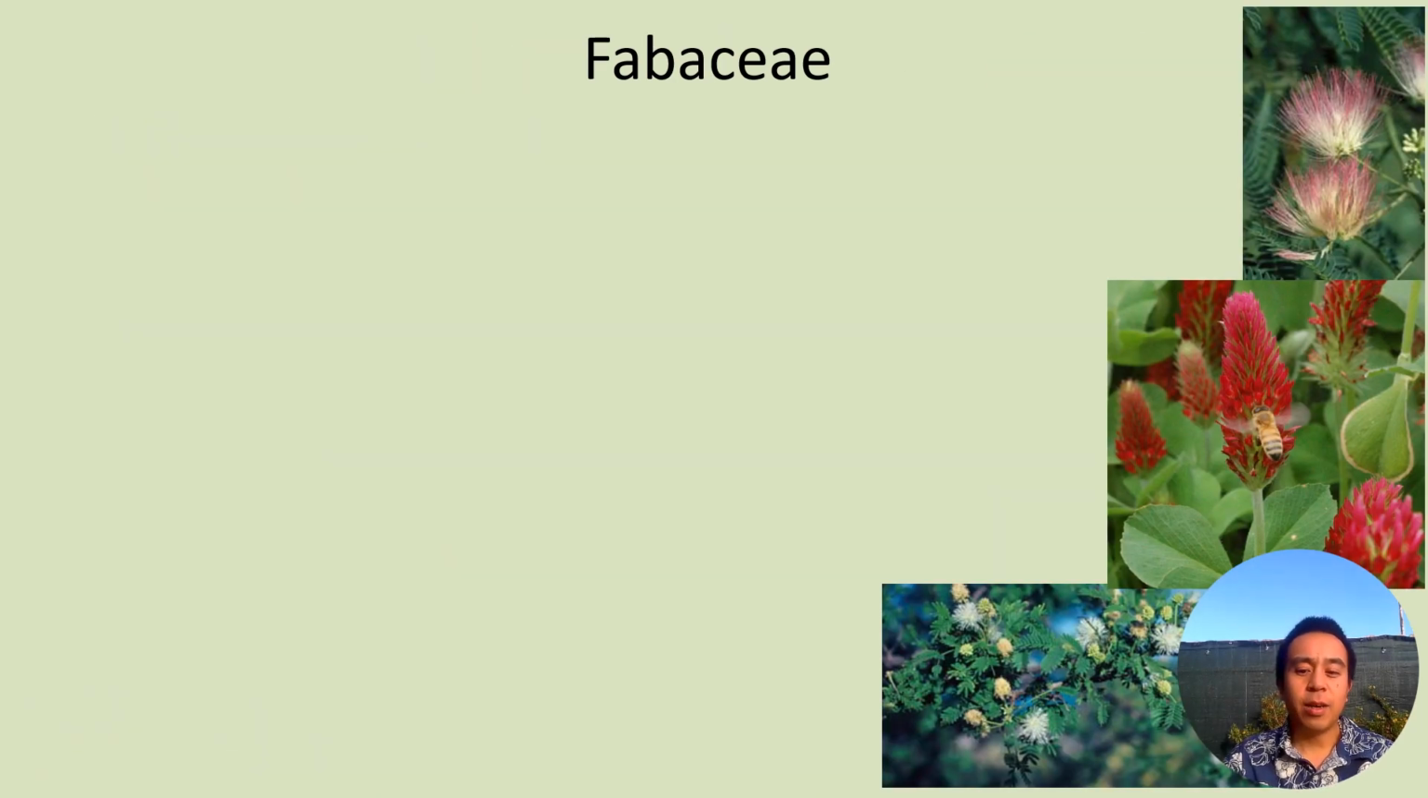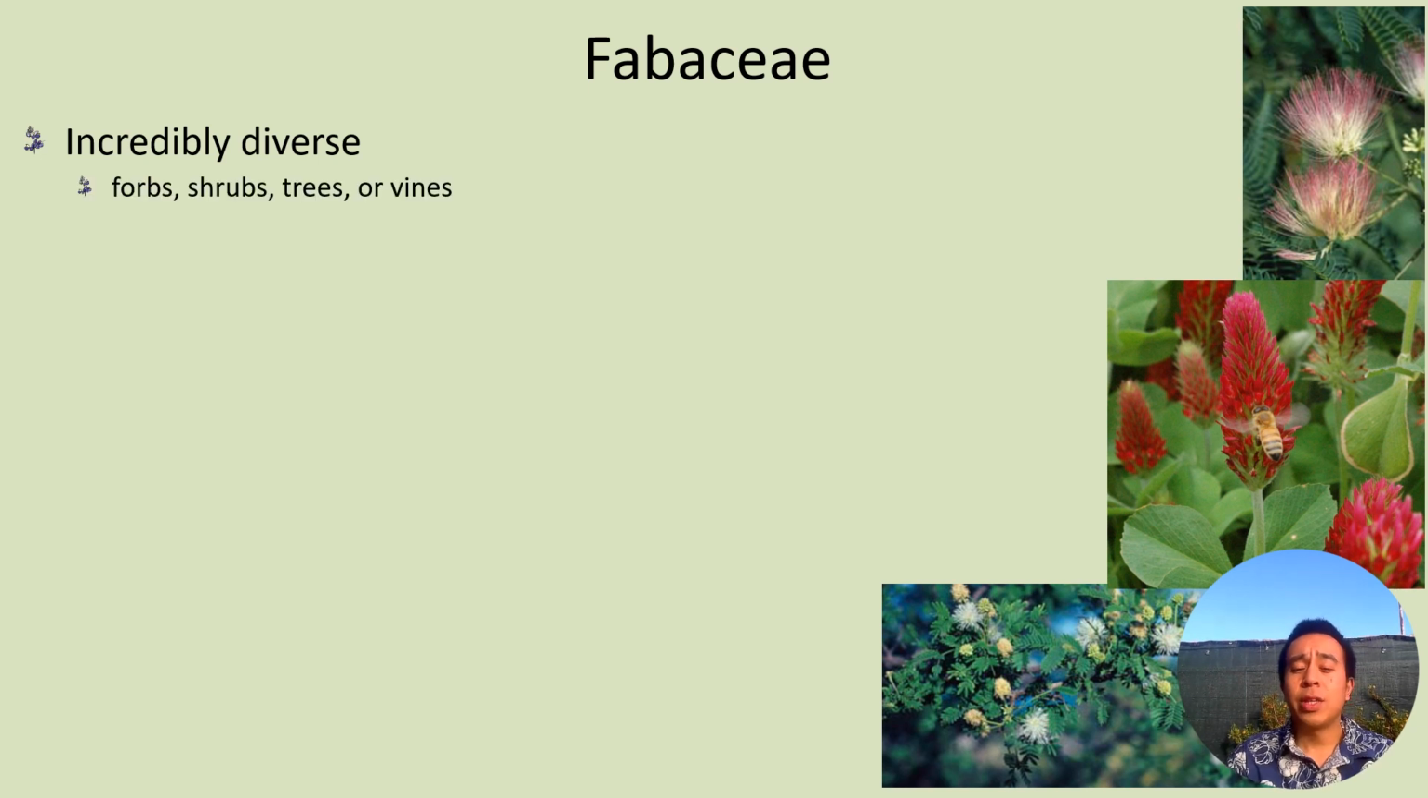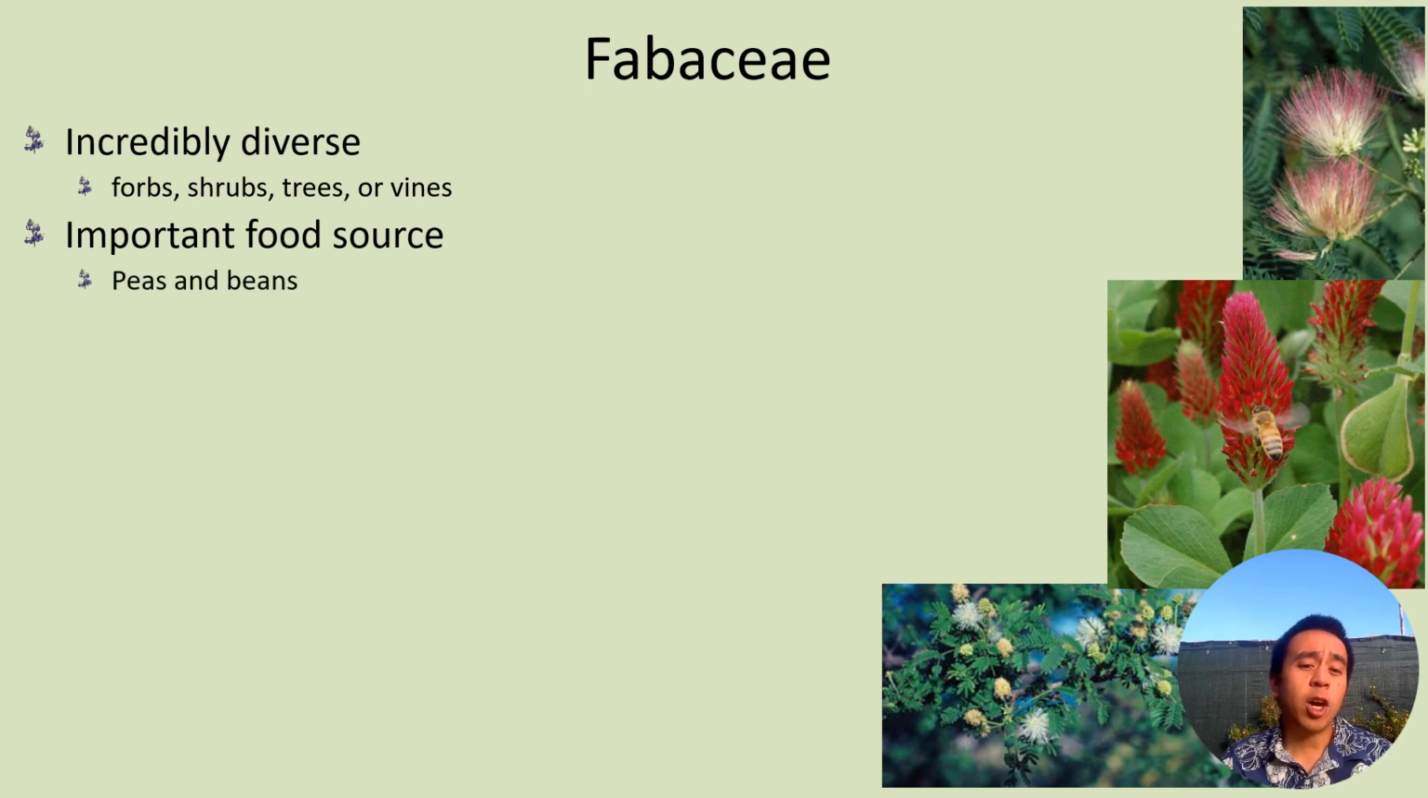The Fabaceae family, or the pea family, is an incredibly diverse plant family that includes all kinds of life forms like shrubs, forbs, trees, and vines. And Fabaceae is also a really important food source. Again, you may be familiar with some really common Fabaceae plants like peas and beans, which you often eat, or other important livestock crops like alfalfa and clovers.